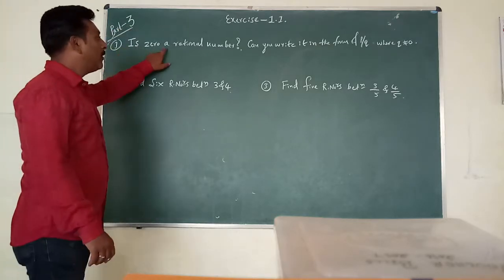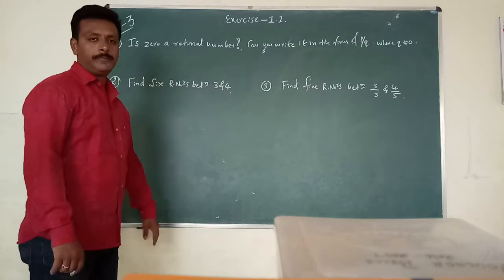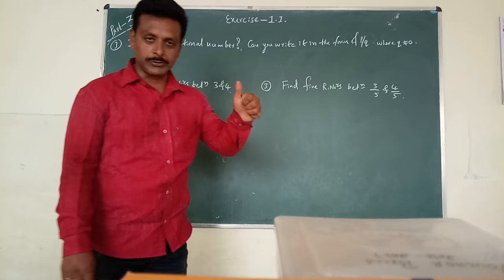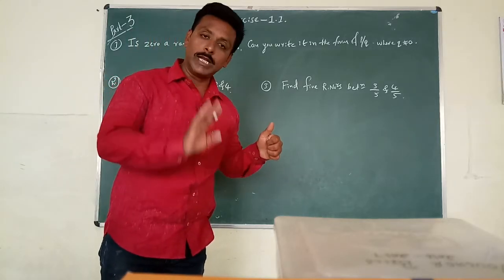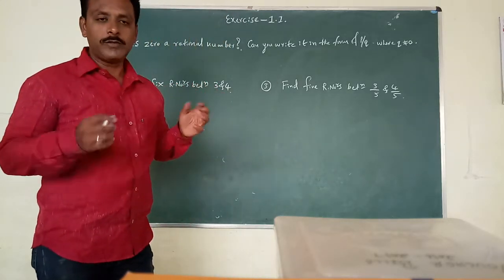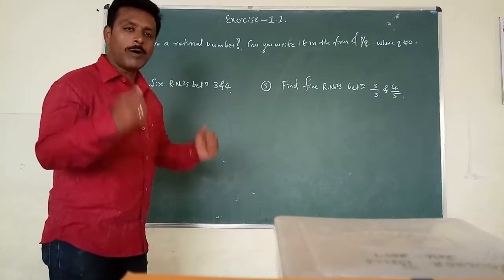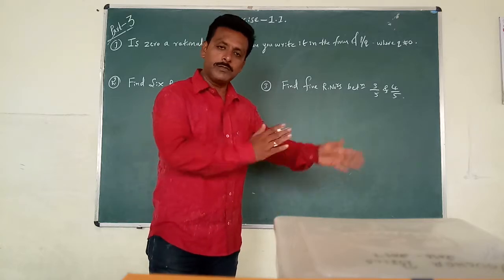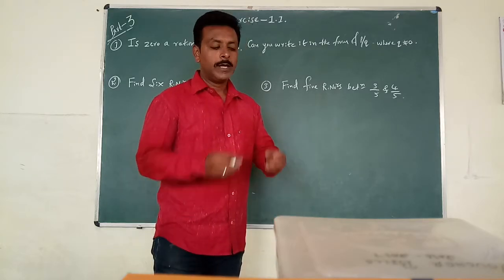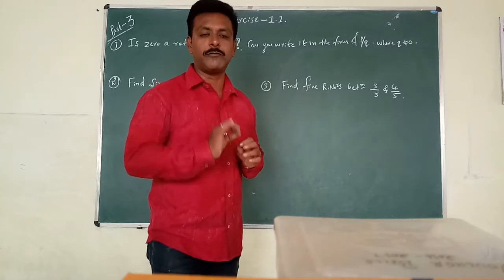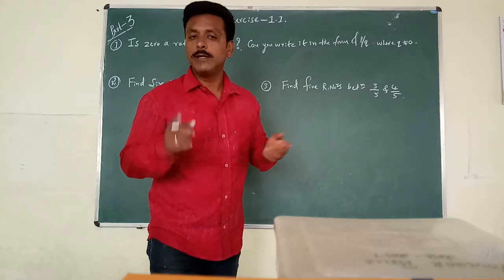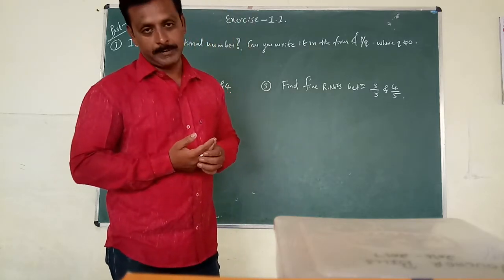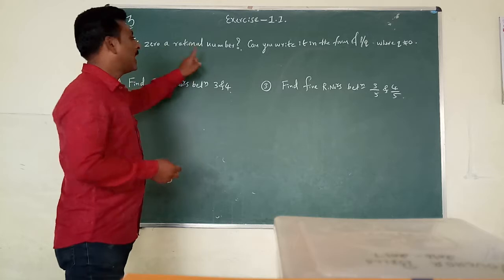Is 0 a rational number? That is the question. Definitely, 0 is a rational number. Why is it a rational number? If you know the definition of a rational number, that definition only you have to write. What is the definition? A number which can be expressed in the form of p by q is called a rational number. We can express 0 in p by q form. That's why it is a rational number.